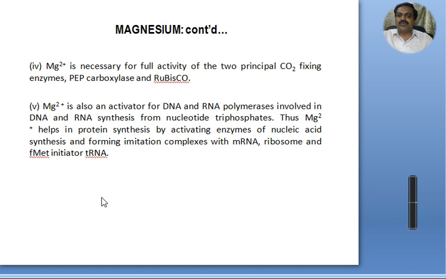carboxylase and Rubisco. Magnesium is also an activator for DNA and RNA polymerases involved in DNA and RNA synthesis from nucleotide triphosphates. Thus, magnesium 2 plus ion helps in protein synthesis by activating enzymes of nucleic acid synthesis and forming initiation complexes with mRNA, ribosome, and initiator methionine tRNA.